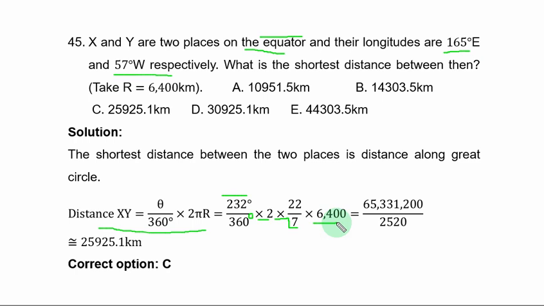6,400 kilometers. If you multiply, you get this result. If you divide, you get this result to 1 decimal place. That is 25,925.1 kilometers. The correct option is C.